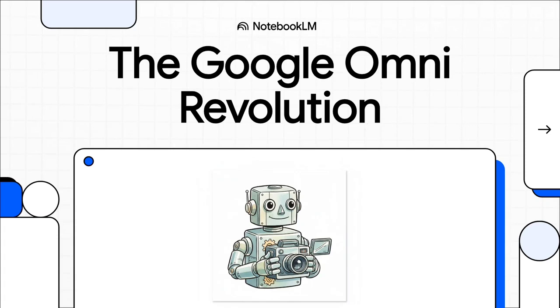Okay, today we are looking at something that honestly feels like a massive leap forward in content creation. We're talking about Google's newly launched Omni AI video model. And look, this isn't just another one of those minor incremental updates we see all the time. It is a fundamental shift in how we generate video and audio literally straight from our keyboards.